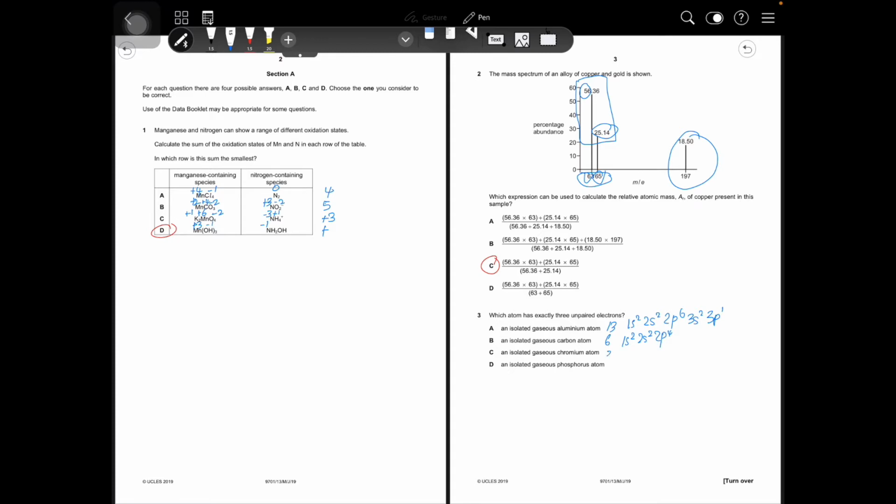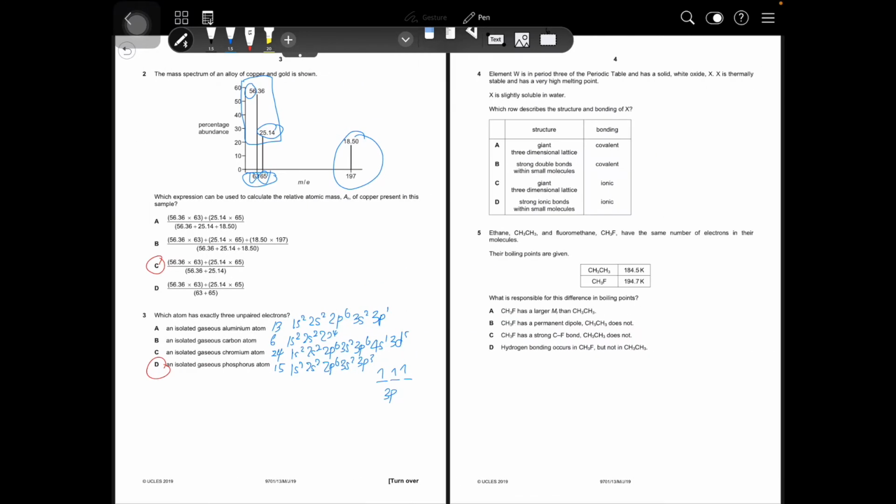For chromium, we have 24 electrons. So 1s2, 2s2, 2p6, 3s2, 3p6, 4s1, and 3d5. Remember, chromium is a special case. And for phosphorus, we have 15 electrons. So 1s2, 2s2, 2p6, 3s2, and 3p3. If we draw the orbital diagram for phosphorus for the 3p, we'll have 3 unpaired electrons. Hence the answer will be D.